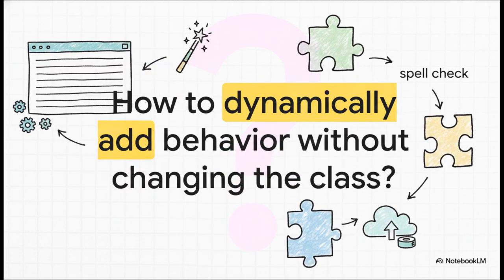Scenario 2. You're working on a UI framework. You need to dynamically wrap new behaviors, like spell check and autosave, onto an existing base text editor object, but you absolutely cannot alter its original source code. Which structural pattern handles this kind of dynamic addition?